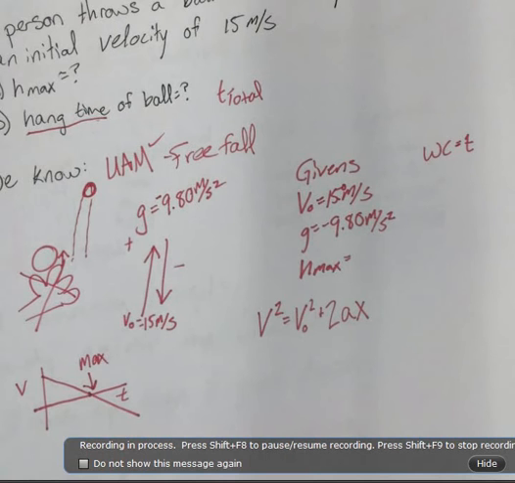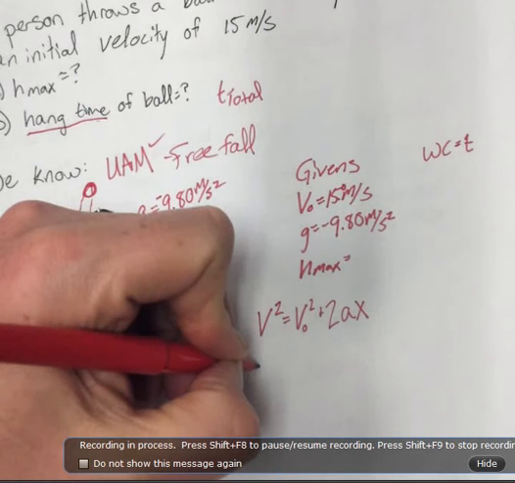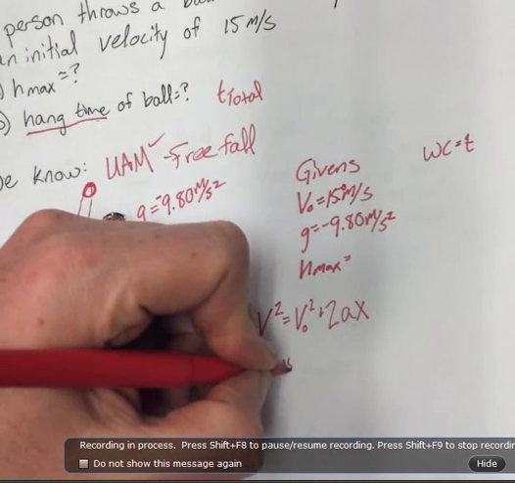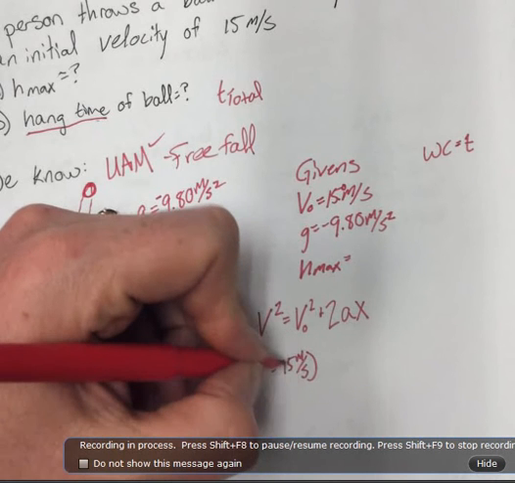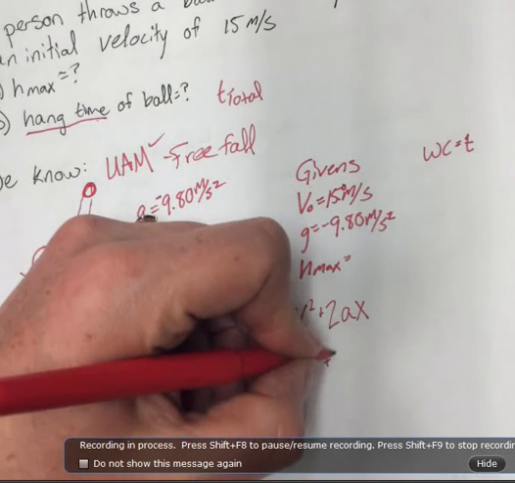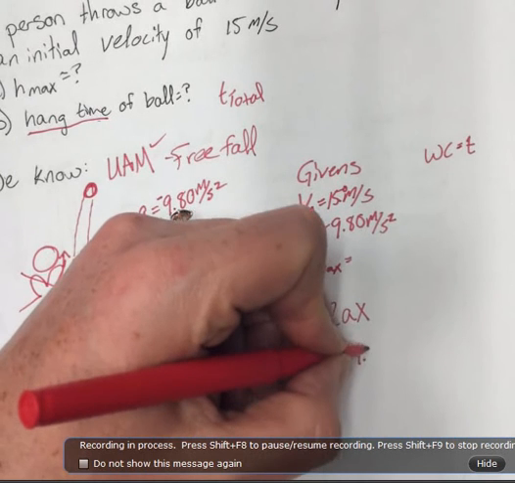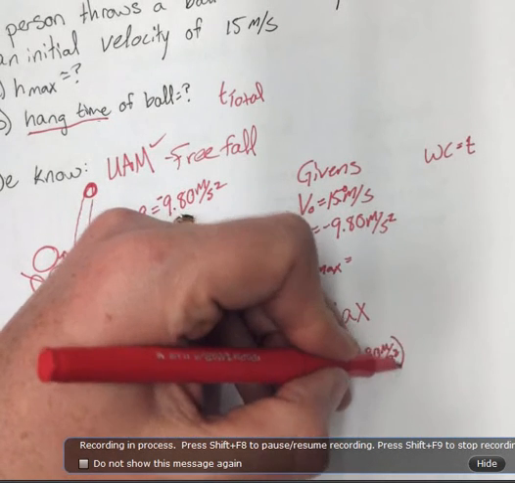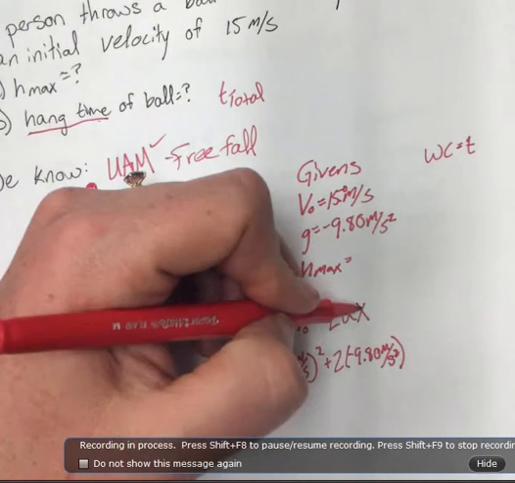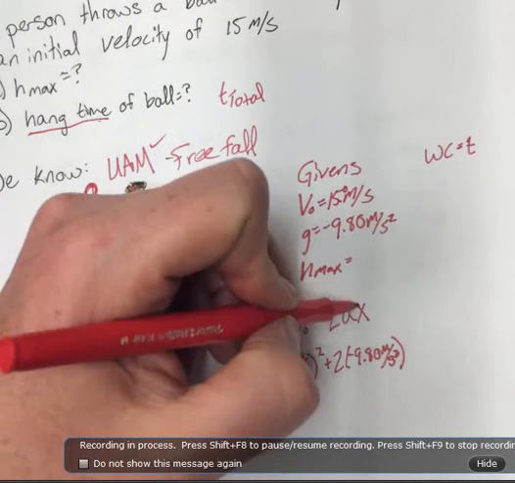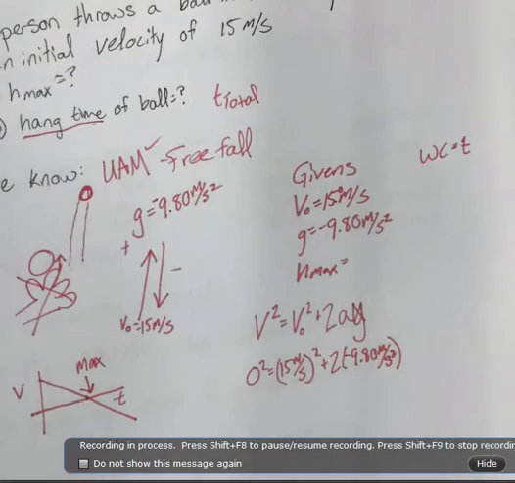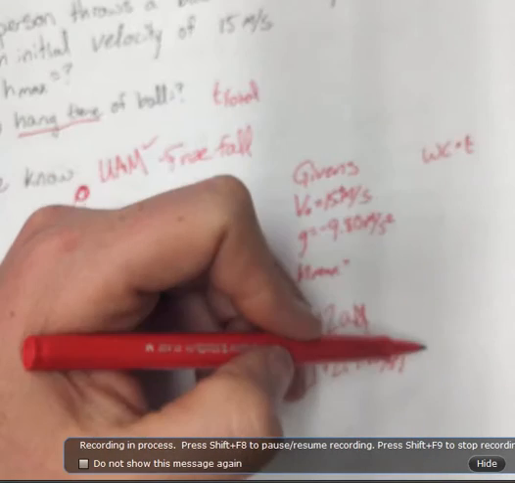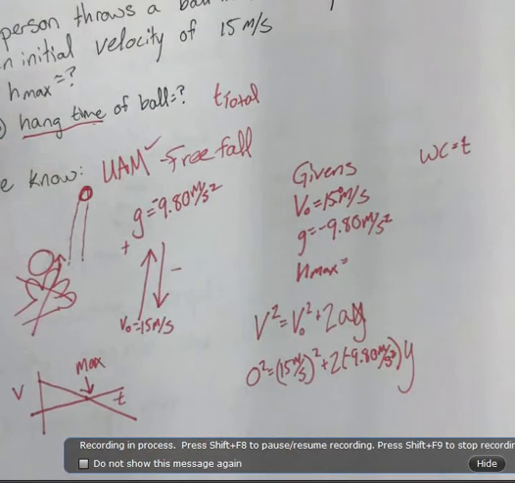So we know that 0 squared equals 15 meters per second squared plus 2 times negative 9.80 meters per second squared. And then our x value in this case, I'm going to switch it to a y value for our vertical convention. That y value represents our h max. So I solved this problem.